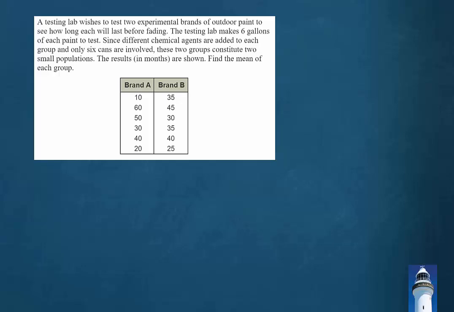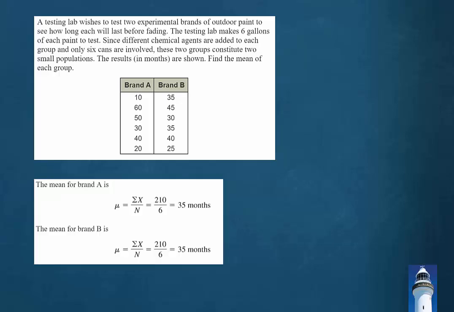Find the mean of each group. The mean for brand A is 35 months, but we note also that the mean for brand B is 35 months. So we can see then that measures of central tendency are not always ideal in contrasting 2 data sets.